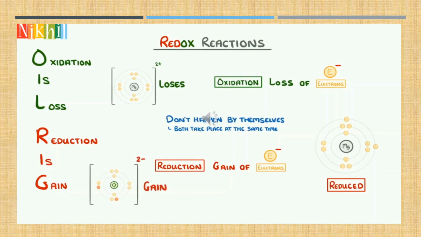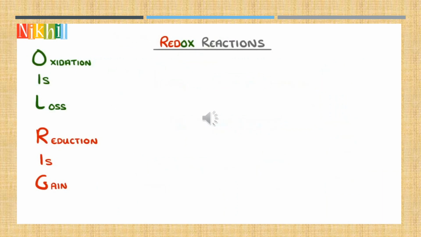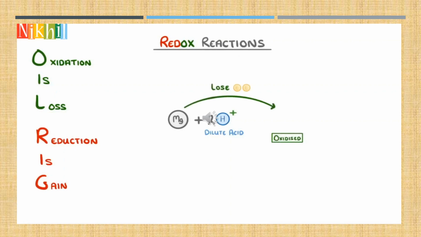Now these reactions don't happen by themselves, and neither oxidation nor reduction can happen in a half manner. They will happen both at the same time. That is the reason we call them redox. RED stands for reduction, OX stands for oxidation. Now look at the further reactions, you will understand it very clearly.